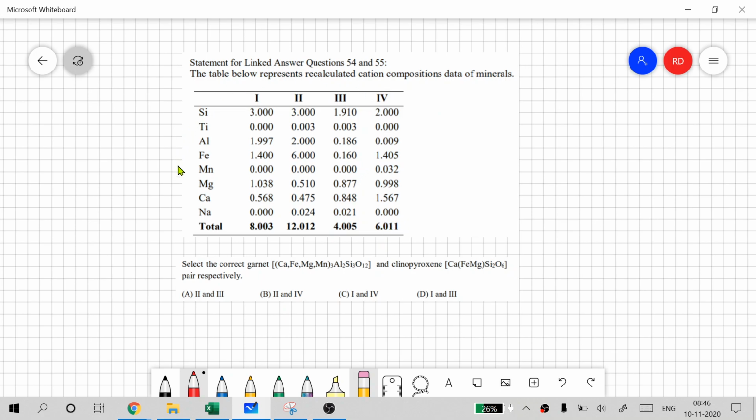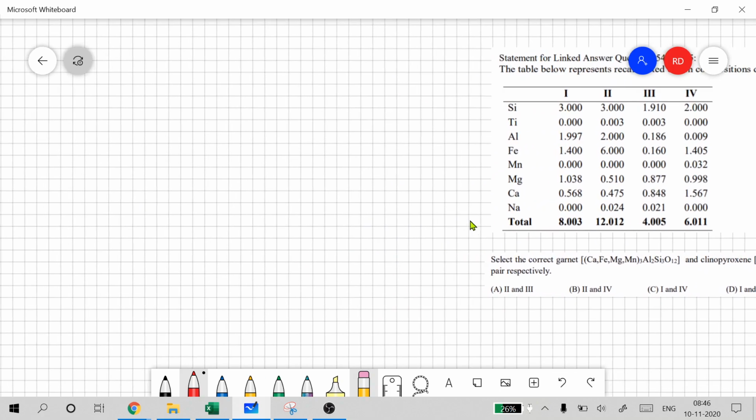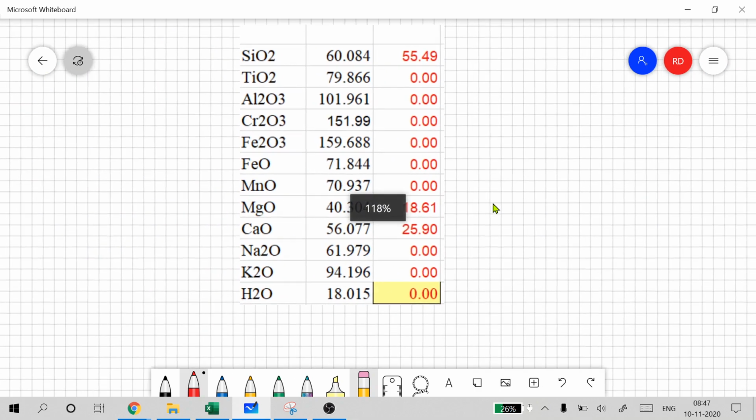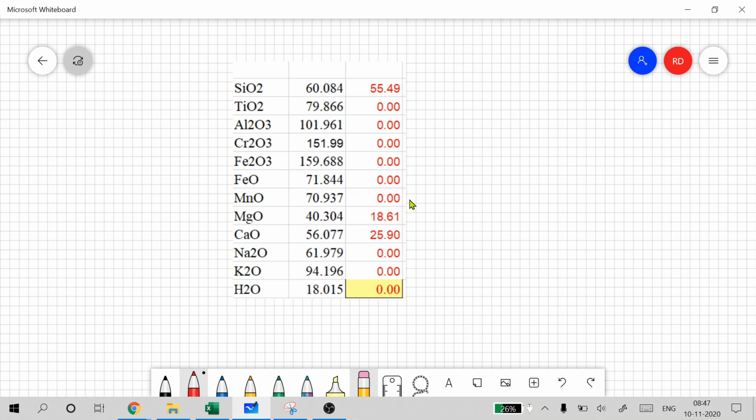So how do we get these values? We will look at that process, because if some other question comes where you have to calculate these values, then that will also be very helpful. That is why here I have this data from chemical analysis of a mineral, not a rock. We want to find out the formula for that mineral, and this is what our analysis gives us.